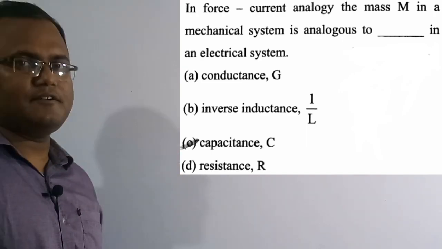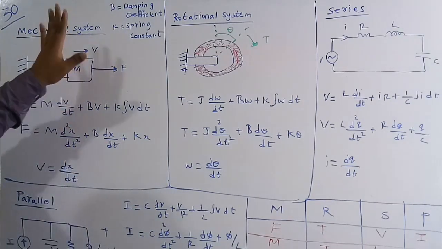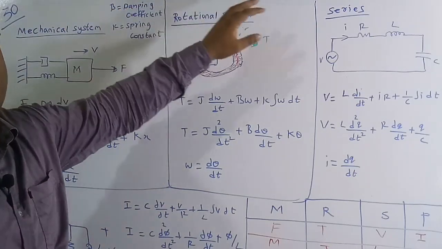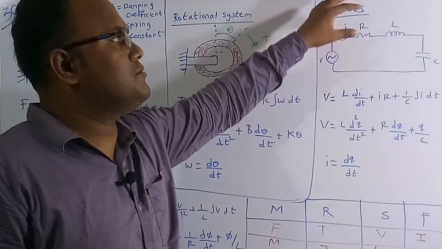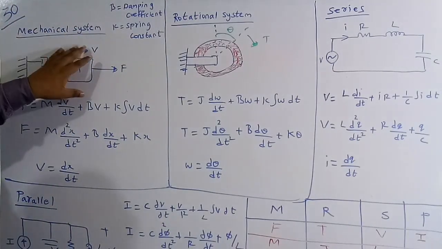So let's solve this numerical. Before I solve it, let me tell a small concept, and after that we are going to solve the numerical. We are going to solve the three systems: basically the mechanical system, the rotational system, and also in the electrical circuit we are going to discuss the series circuit and the parallel circuit. For the mechanical system, suppose there is a mass m.